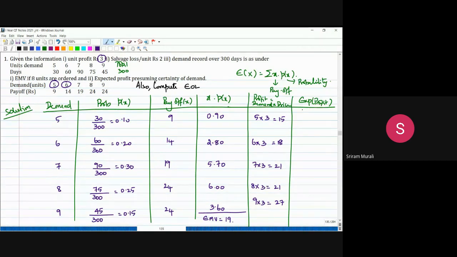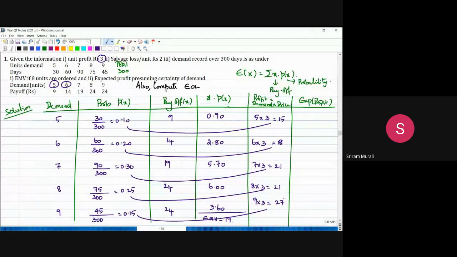What is the expected profit? It is the profit into the probability. Profit into probability means multiply these. This is 15 into 0.10. This is 18 into 0.20. This is 21 into 0.30. Whereas it is 24 into 0.25. Whereas it is 27 into 0.15. Just multiply and add, you get 21.45.